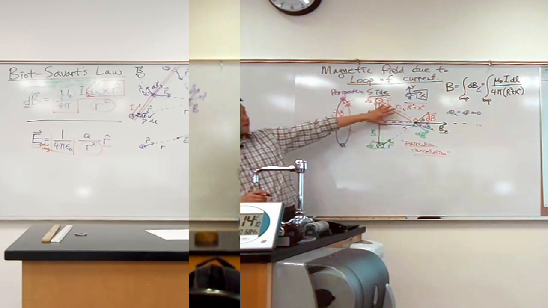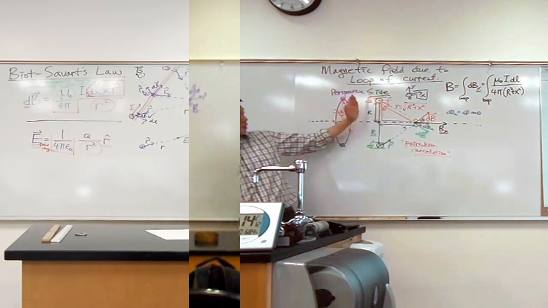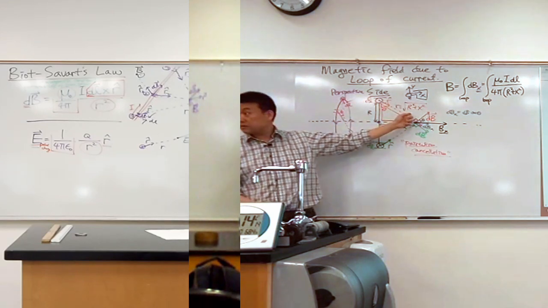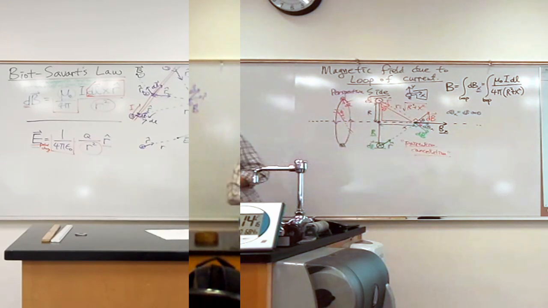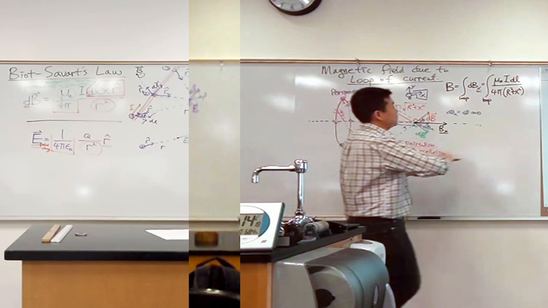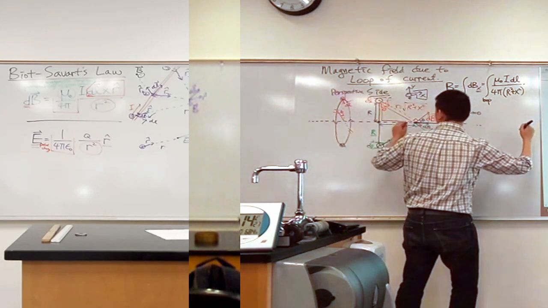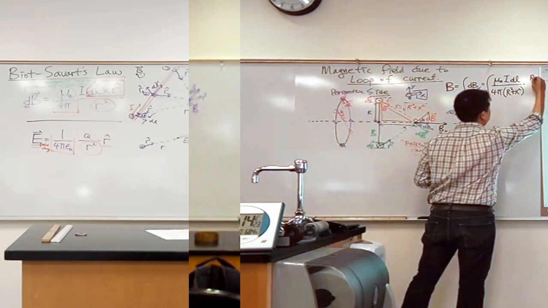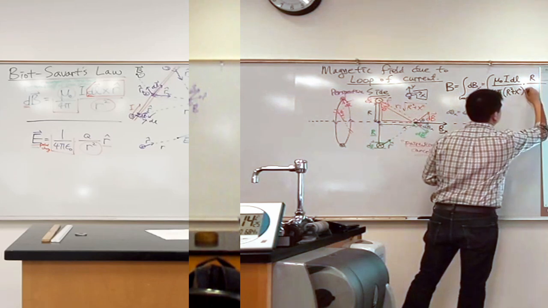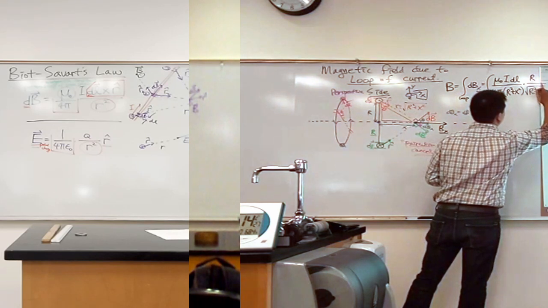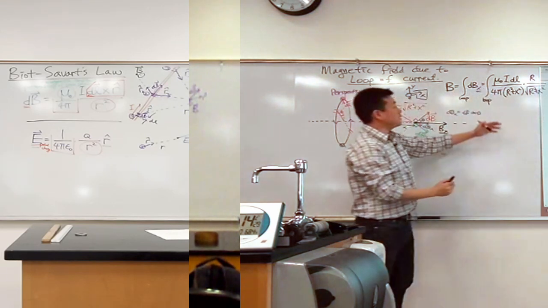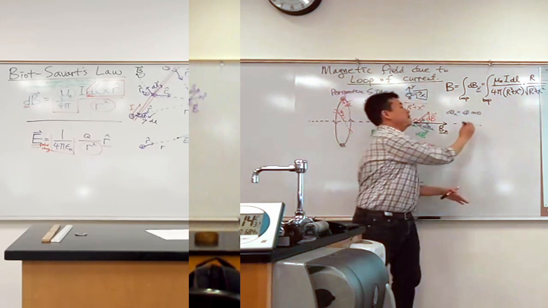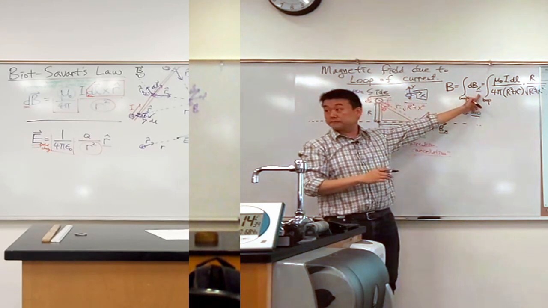So now that I have the triangle, cosine theta is the adjacent over the hypotenuse. So that's how I can write down cosine theta here. So this would be times adjacent, capital R, over the hypotenuse, square root of r squared plus x squared. So this is the cosine theta that's taking the x component.